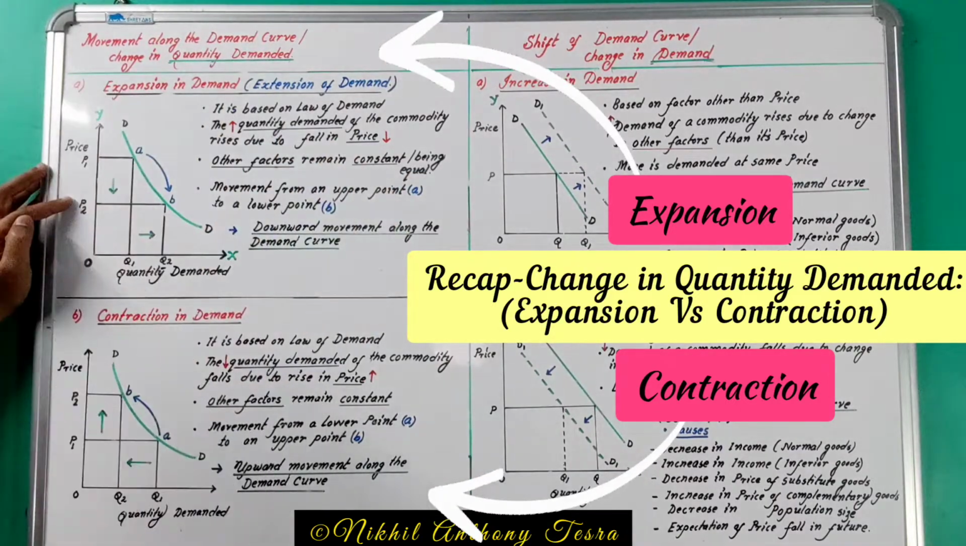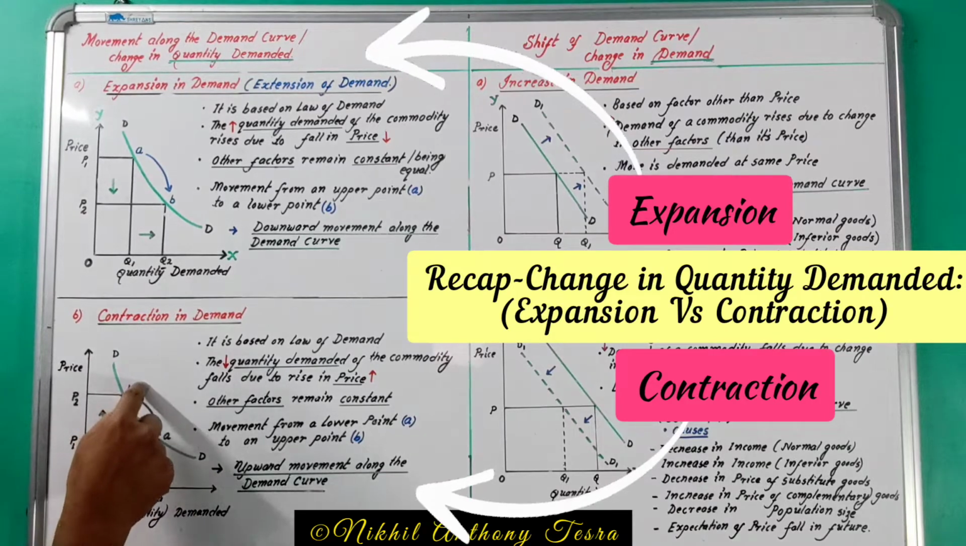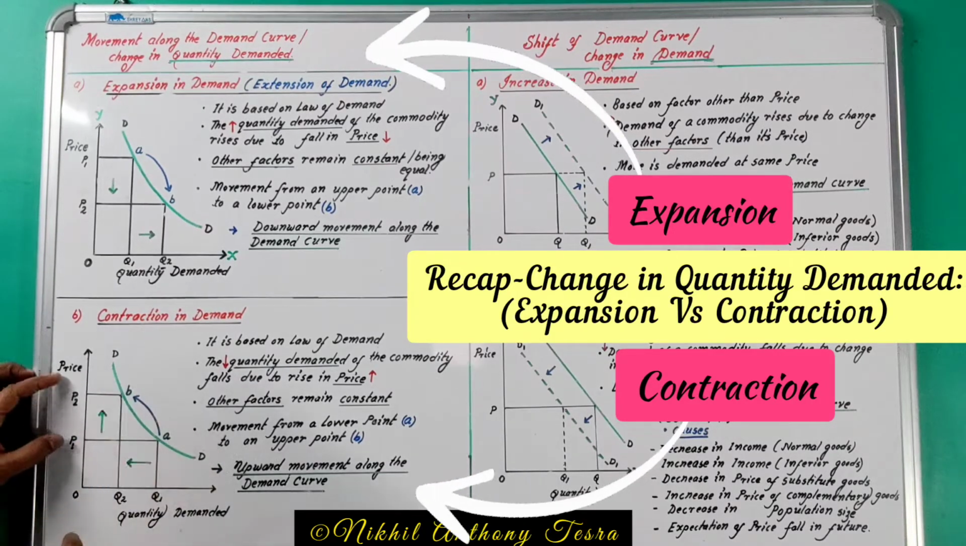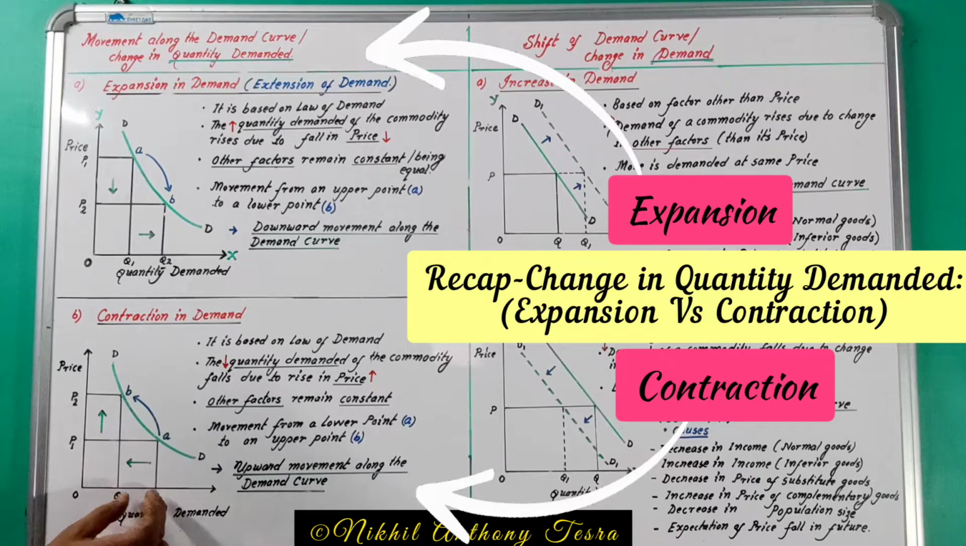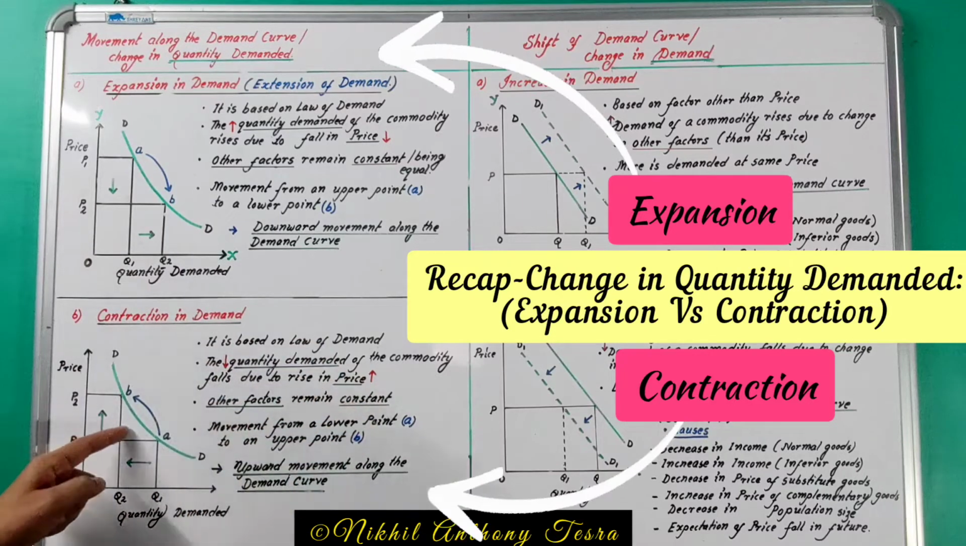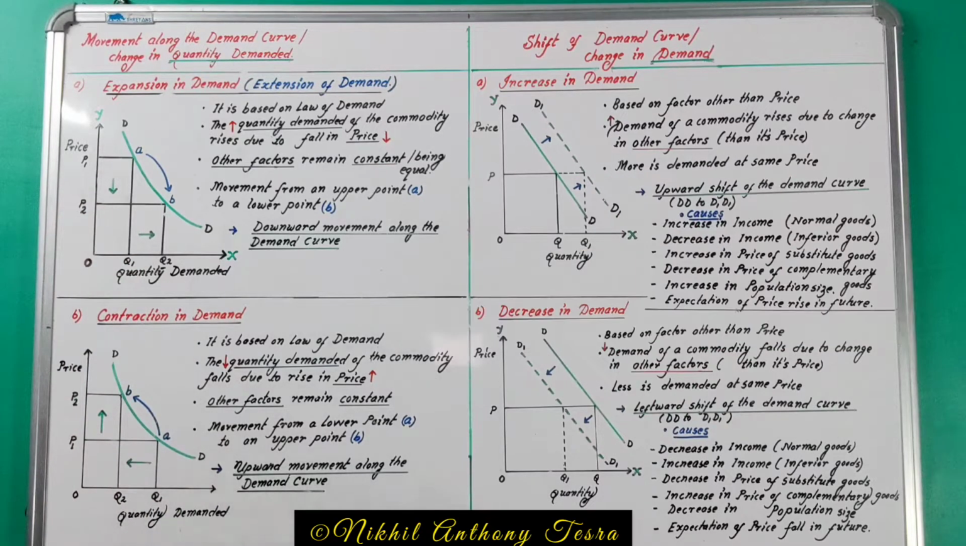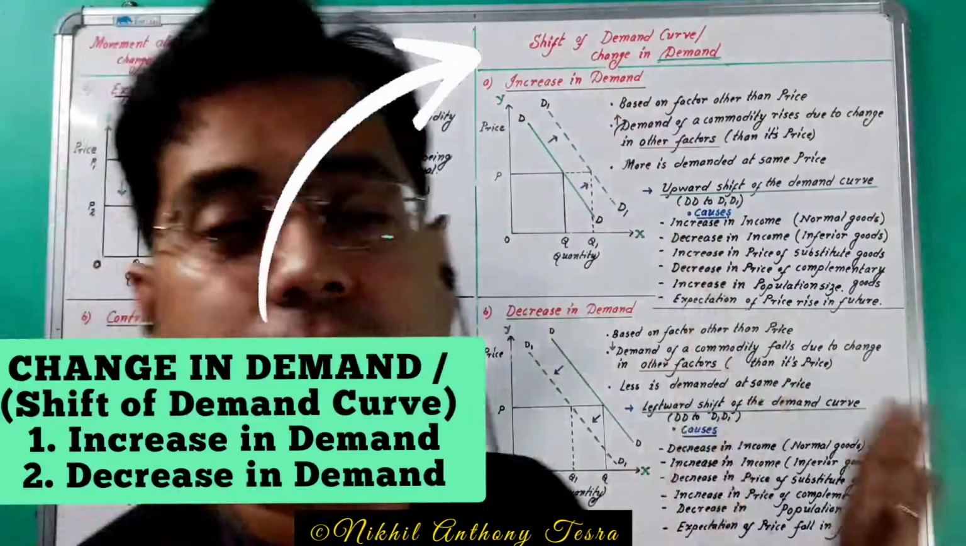Other factors remaining constant, and in the other case we are moving from a lower point to an upper point because the price has been increased and quantity demanded reduces. So quantity demanded reduces due to an increase in price, other factors remaining constant. There is an upward movement along the same demand curve DD. So friends, this is done. Next we will start the other side, that is, shift of demand or change in demand.